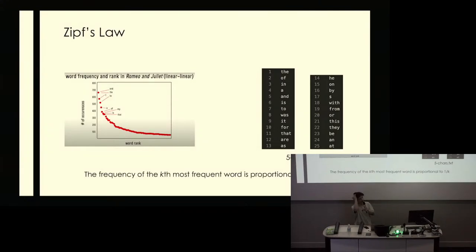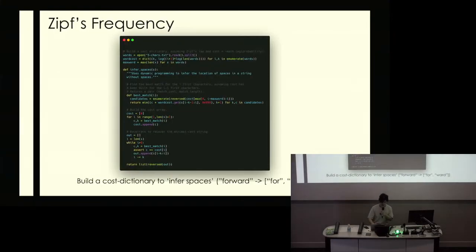So to achieve this, I just used a text file of the most frequent words in each language, from the most frequent onwards, so the, of, in, and so forth. And this neat little algorithm uses a cost dictionary to infer where the spaces would go. I developed an algorithm which would infer the spaces using dynamic programming, using this Zipf's law frequency for a cost dictionary. Anyway, it doesn't matter.